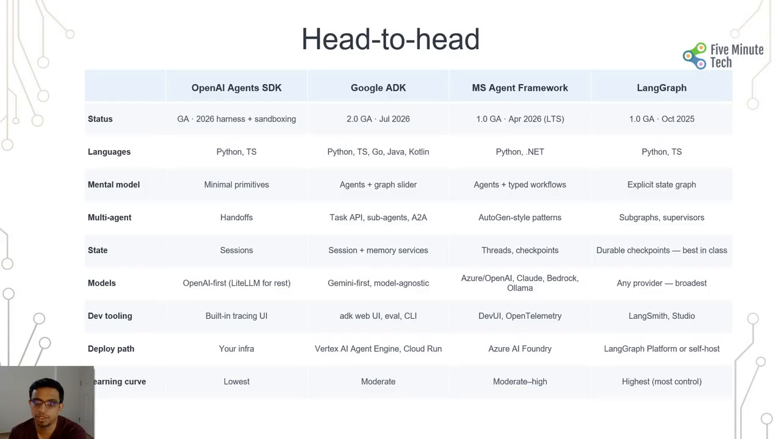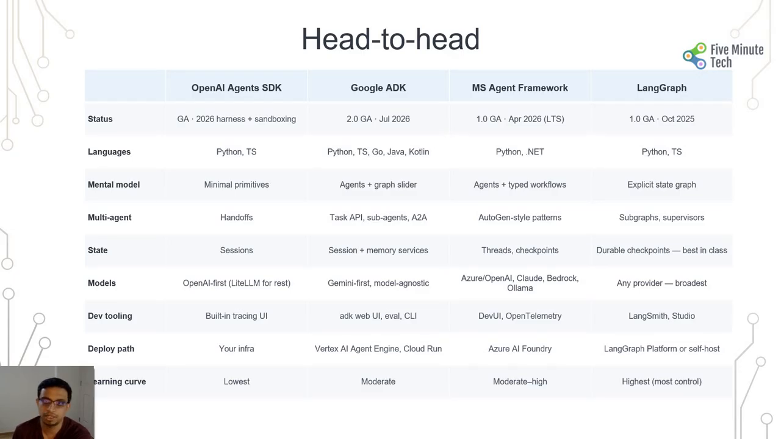The mental model is minimal primitives for OpenAI agents. It's agents plus graph for Google ADK, agents plus typed workflow for MS Agent, and explicit state graph for your LangGraph. For multi-agent systems, OpenAI agents use handoff, whereas Google ADK has task API, sub-agents, A2A, whereas MS Agent has your AutoGen style patterns, and your LangGraph has your subgraphs and supervisors.